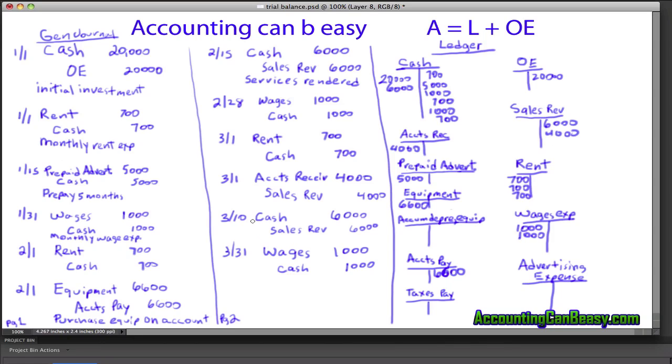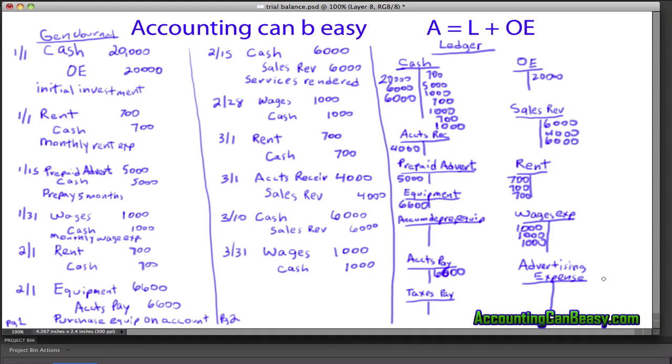On March 10th, we had a cash sale of $6,000 and it gets credited to sales revenue for $6,000. So $6,000 debit to cash and a $6,000 credit to sales revenue. And then on the 31st, we have to pay our excellent part-time worker who's bringing in all this money on only a $1,000 wage. So we debit $1,000 and we credit cash for $1,000.